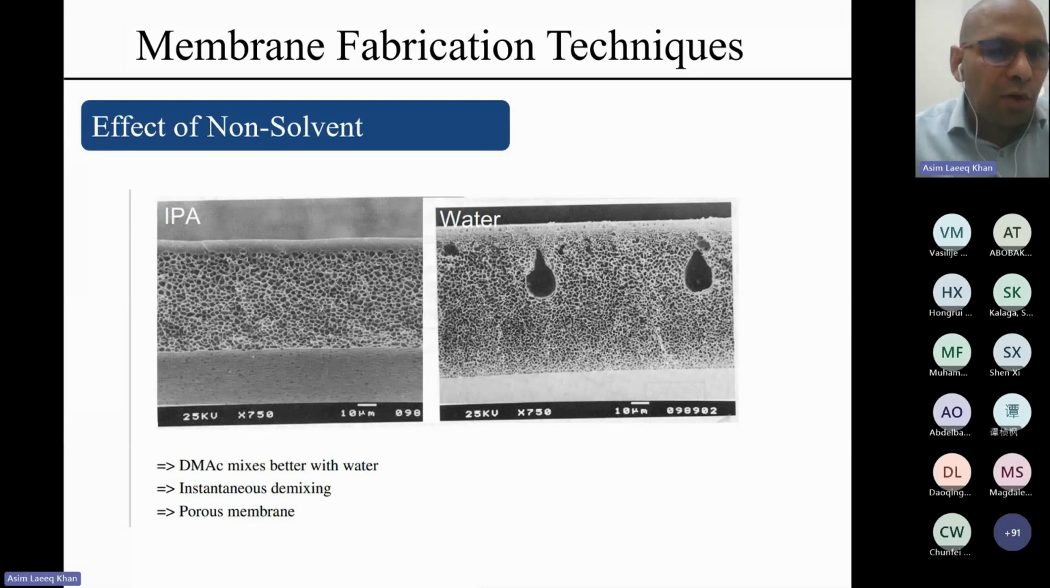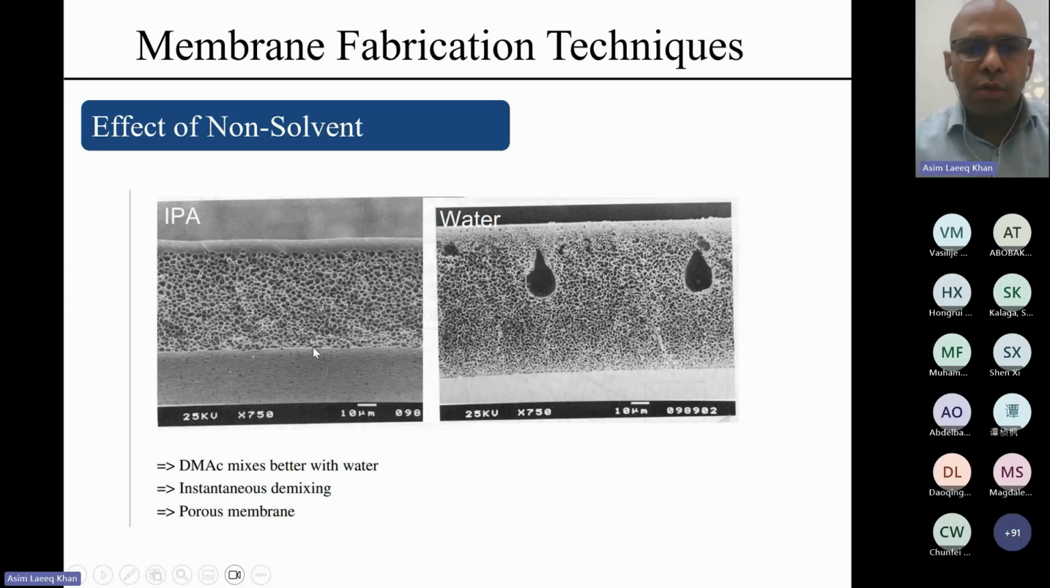In case of isopropanol, it does not have very high affinity with dimethylacetamide. As a result, the exchange between isopropanol and dimethylacetamide is slow. As a result, the polymer tries to solidify, and by the time isopropanol reaches the top layer of the polymer, we have solidification at the top layer, resulting in asymmetric structure.